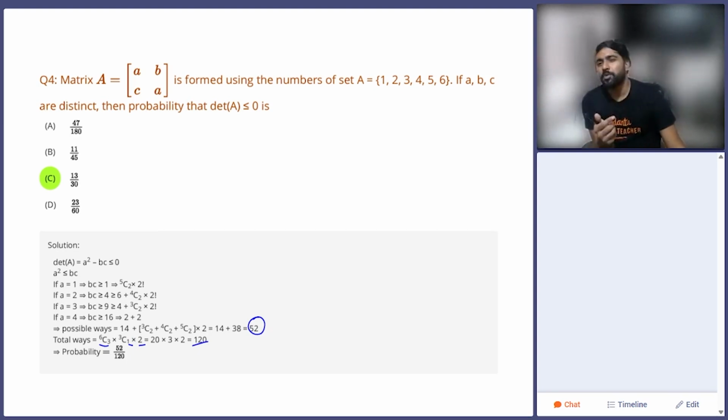The important part over here, selecting A and all of that, is relatively very simple. You select three numbers. So getting 120 is very simple, right? Select any three numbers, A, B, C fixed. After that, select which will be A, and after that, select which is going to be B and C. That's it. Okay? That's the entire process.